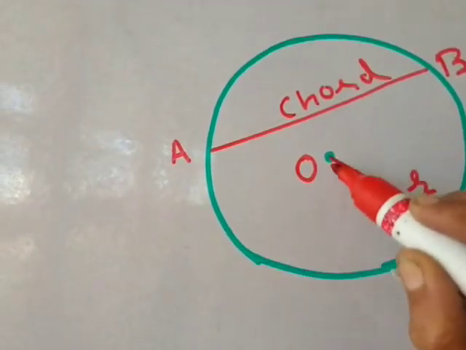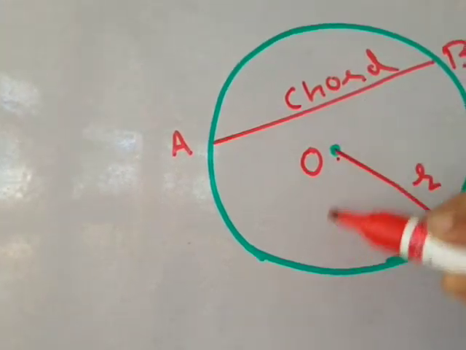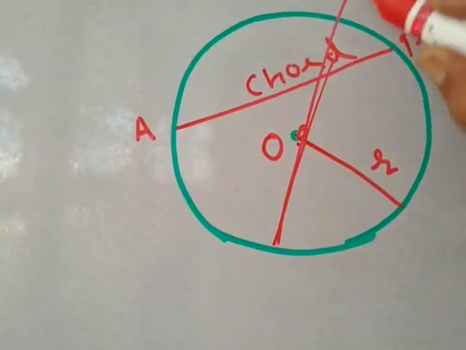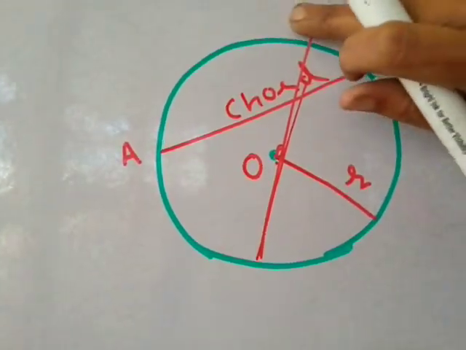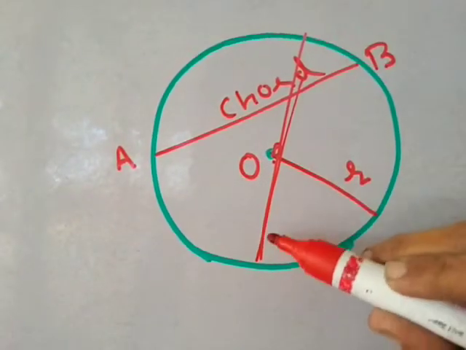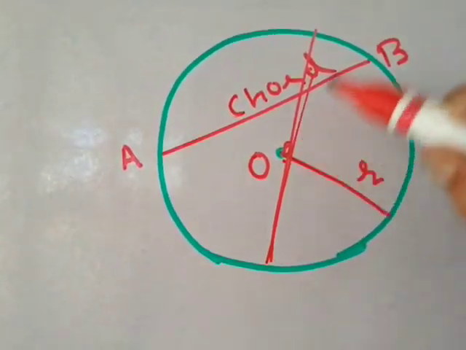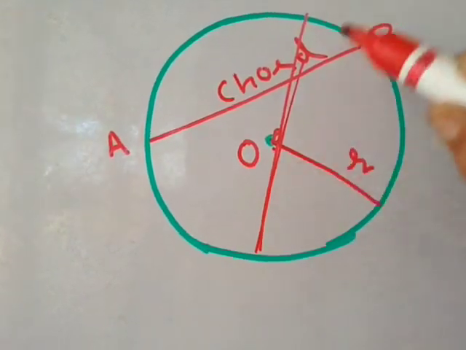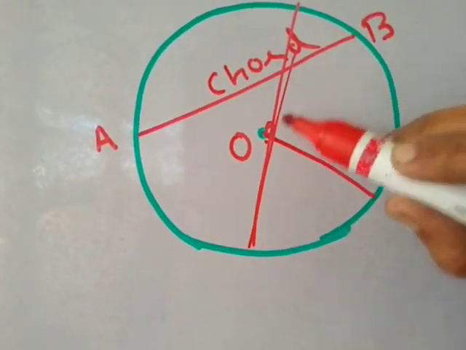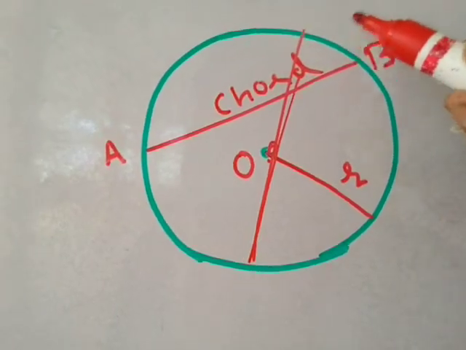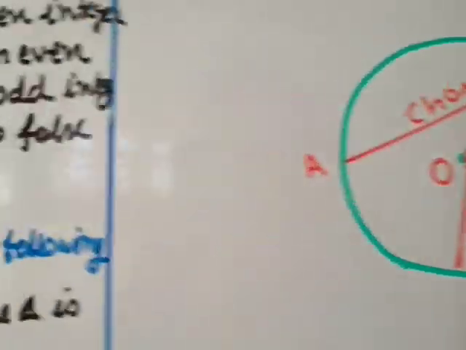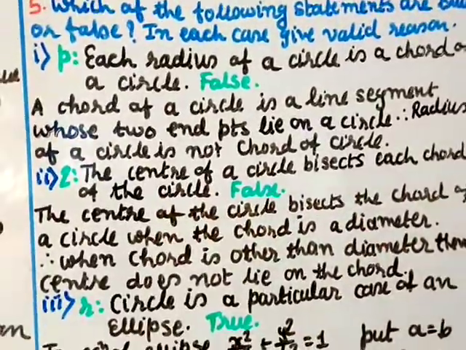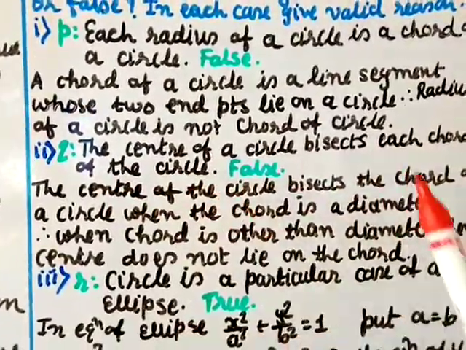But yes, if you are taking a diameter, it will always pass through the center of the circle. Then surely this center will bisect the chord. The diameter will be the largest chord, and it will always pass through the center, right? In that case, this center will bisect the chord, otherwise it will not bisect. Here they have said that it will bisect all the chords, right? Therefore it is not true for each chord of the circle, therefore it is false.